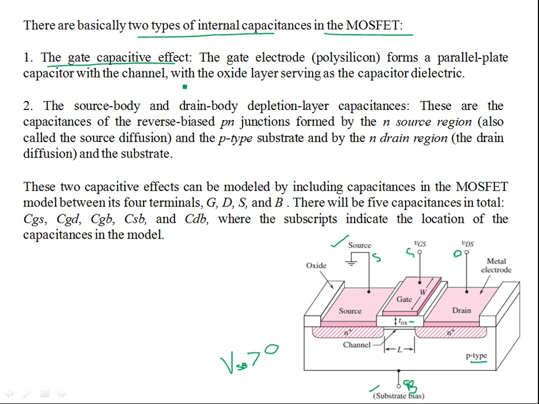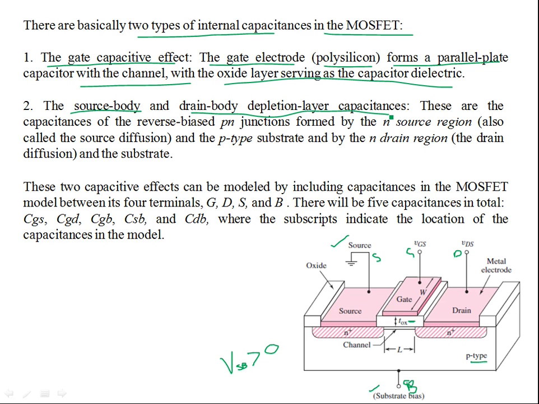The first is the gate electrode, which is either polysilicon or metal. It forms a parallel plate capacitor with the channel, with the oxide layer serving as the capacitor dielectric. This dielectric has a thickness of TOX, the oxide. Usually it's the oxide that's the dielectric between the gate and the channel. That's the first capacitance. Then the second internal capacitances are the source-body and drain-body depletion layer capacitances.